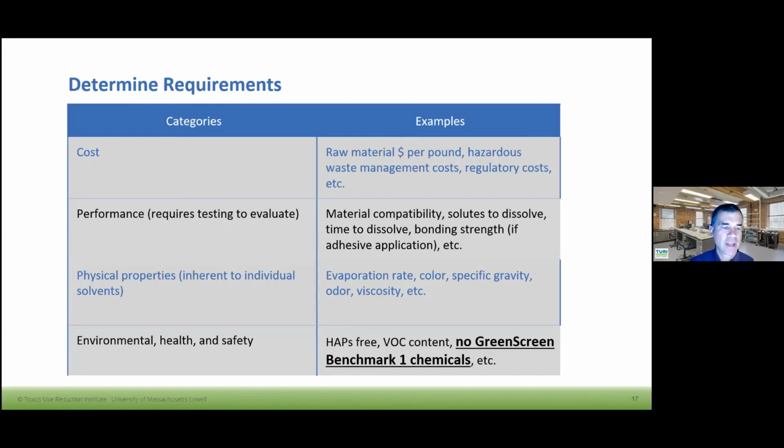Then finally, the 4th category is environmental health and safety. So things such as VOC content of your product formulation. And again, the thing that we focus heavily on is no green screen benchmark 1 chemicals.